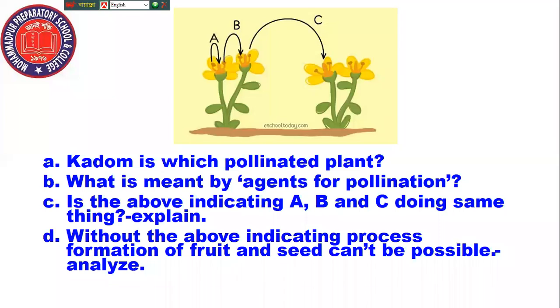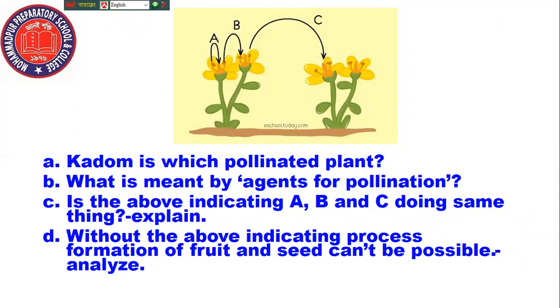But what about the C, sir? Are A, B and C indicating the same thing? Explain. How do you explain? You just work out first what A, B, and C are indicating, and what they are doing. Actually, they are doing different things. One is self and the other is cross. You must mention an example of two plants or one plant, and what happens in cross or self-pollination.